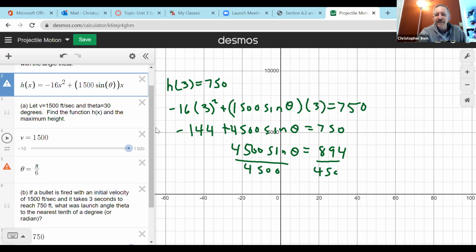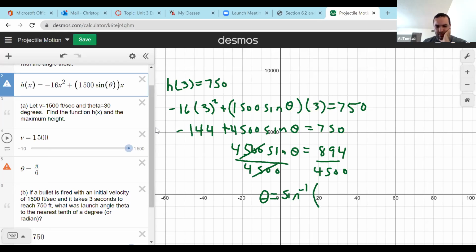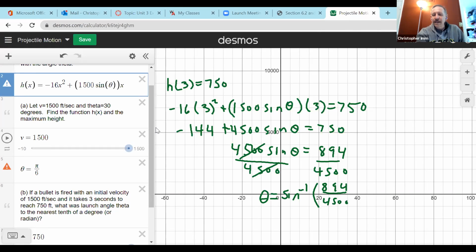So now how do I solve for that angle? What do I do? Inverse sine. Great. Okay, so this is another place where we need to use the inverse. Excellent. So this is going to be positive. So it's going to give me an angle in quadrant 1. And that's really what I'm looking for. So I think I'm in degree mode, so I'm just going to stick there. I'm going to do inverse sine of 894 divided by 4,500. And I got about 11.459 degrees. So 11.5 degrees launch angle should give me that equation.